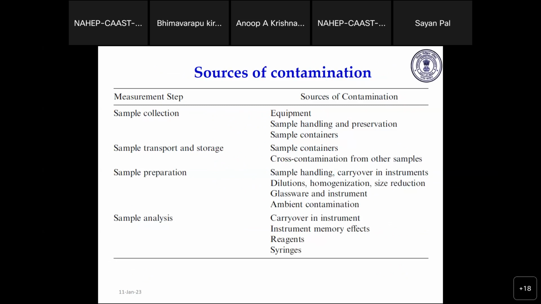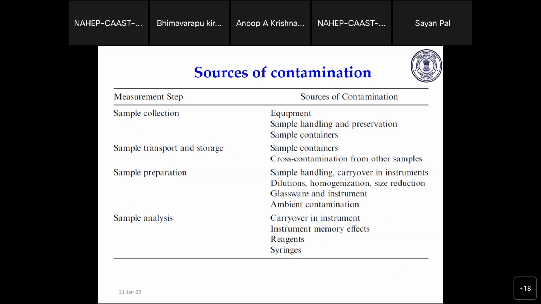Now, there is something which happens in the whole process, which people working in the lab should also understand, that is called contamination. What are the sources of contamination? Sources of contamination can come in sample collection, during sample transportation and storage, and during sample preparation. That means your homogenization, which we discussed, through glasswares, through other sources, mainly through glasswares it can happen. In sample analysis, it can come through carryover, through memory effects.